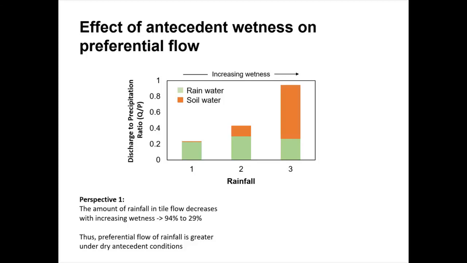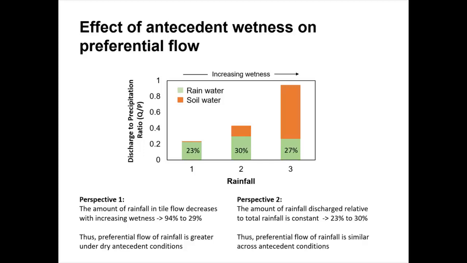But we can look at it a second way. The second way is, instead of comparing the green bar to the orange bar, we can compare the green bar to 1. So if we compare the whole length of that, we see that the green bars really don't change a whole lot. They're pretty consistent across all 3 of those, right around 25%. They range from 23 to 30%. So that's saying the amount of rainfall discharged relative to how much rainfall we actually applied was the same. So regardless of how wet it was, we were still getting about 25% rainfall in tile flow.